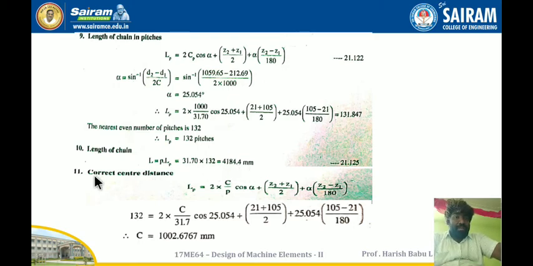So the last step will be correct center distance. So I'll go for the formula. LP is equal to 2C by P cos alpha plus (Z2 plus Z1) by 2 plus alpha (Z2 minus Z1) by 180. By substituting all other values, I can find out C as 1002.67 mm. The actual center distance what you have taken is 1000, but the correct center distance will be 1002. So that finishes the problem.